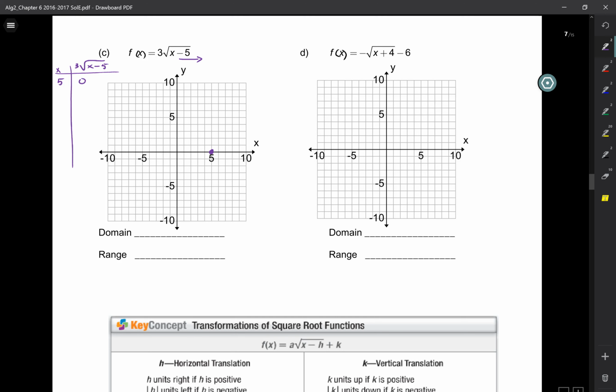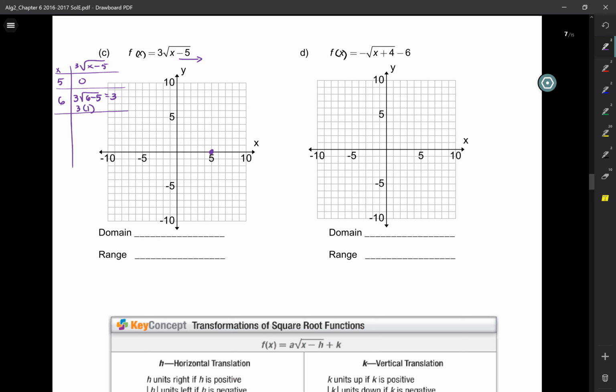So 5 will give me 0. What if I put in 6? Then I have 3 times the square root of 6 minus 5. Okay, so hang on. So this is 3 times, what's the square root of 6 minus 5? 1. So it's just 3.